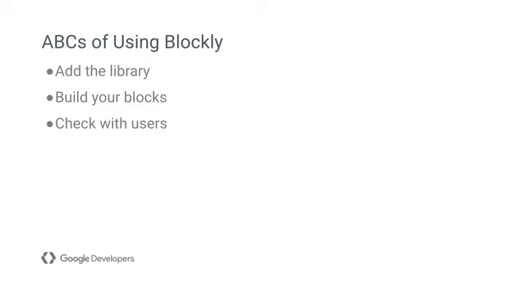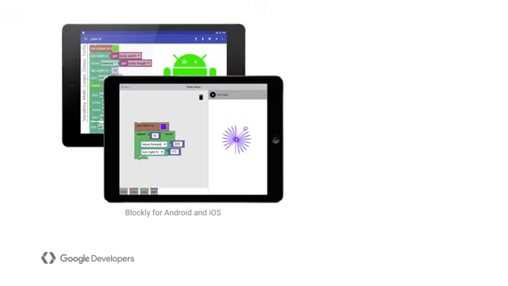So now that you have an idea of what Blockly is, we'll talk a bit more about how to use it. The basic steps are add the library to your app, design your blocks and write code generators for them, test and iterate. Blockly has libraries for web, iOS, and Android, so you can add it to your app no matter which platform you're targeting. Check the description for links to the developer docs. They include in-depth setup instructions for each platform.